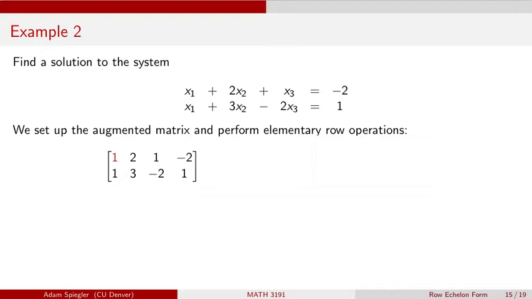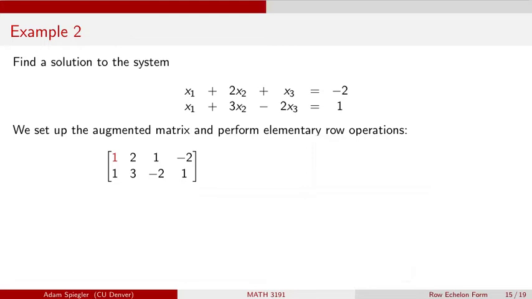So the corresponding augmented matrix has two rows corresponding to each of those equations with four columns. The first three correspond to the coefficients of x1, x2, and x3, respectively, and the last column corresponds to the constants on the right side of the equation.